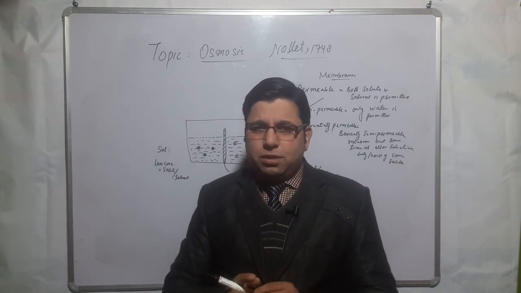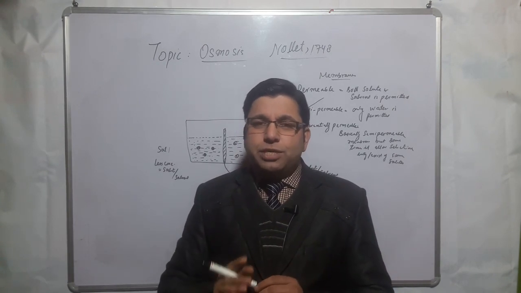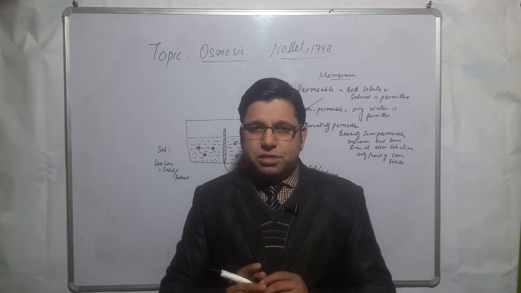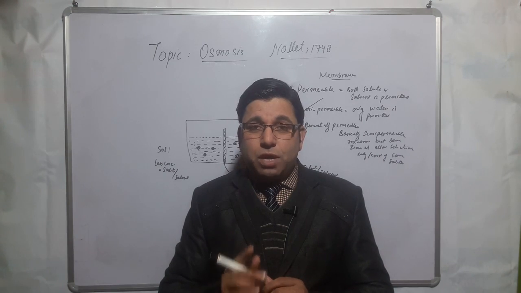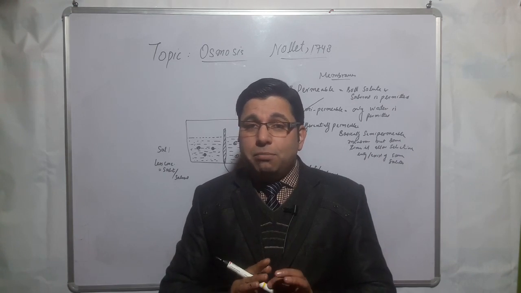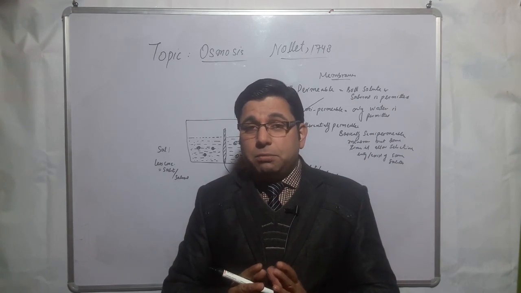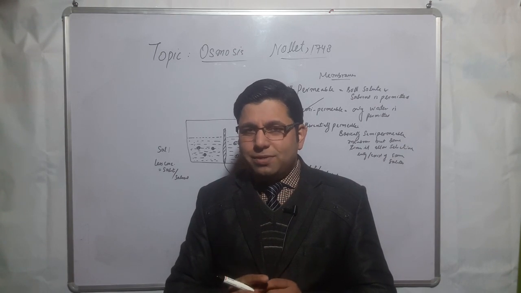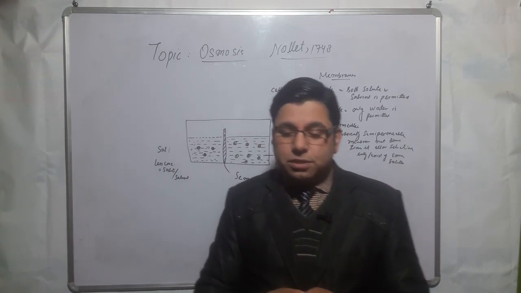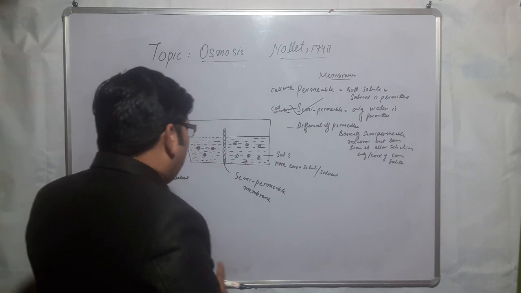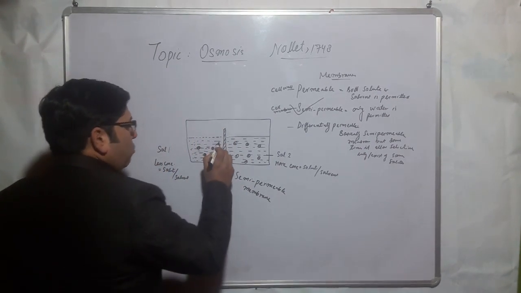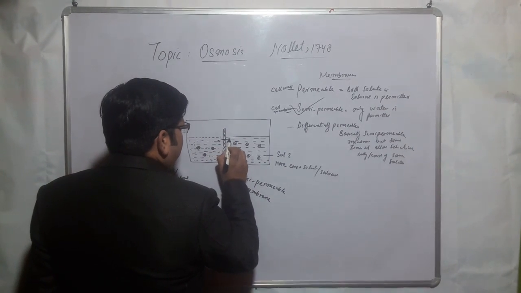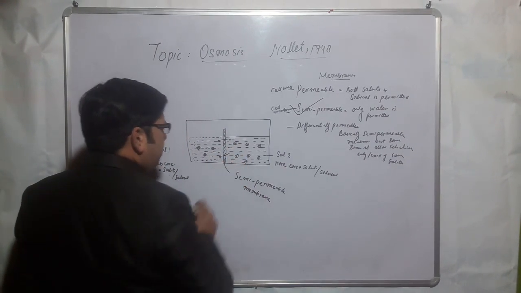Whatever the solutions are, whether they are less concentrated, more concentrated, or whatever the movement is, no matter. The first matter is that you have to get the semi-permeable membrane. After getting the semi-permeable membrane, you can define the concept of osmosis. So let us discuss this. Now, this is a semi-permeable membrane. That means it allows only water molecules to pass to this side or this side.